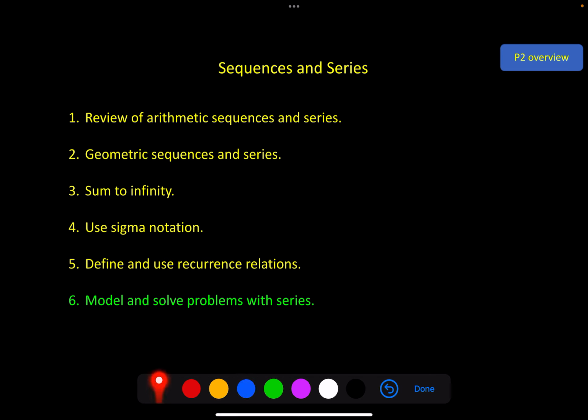As a quick review then, we've done arithmetic, geometric, sequences and series, sum to infinity for convergent geometric series, sigma notation to make it easier to write these questions, define and use recurrence relations. Finally, in this video, we're just going to talk about solving problems by modeling them as a series. So we're using everything we've done so far to solve word problems.